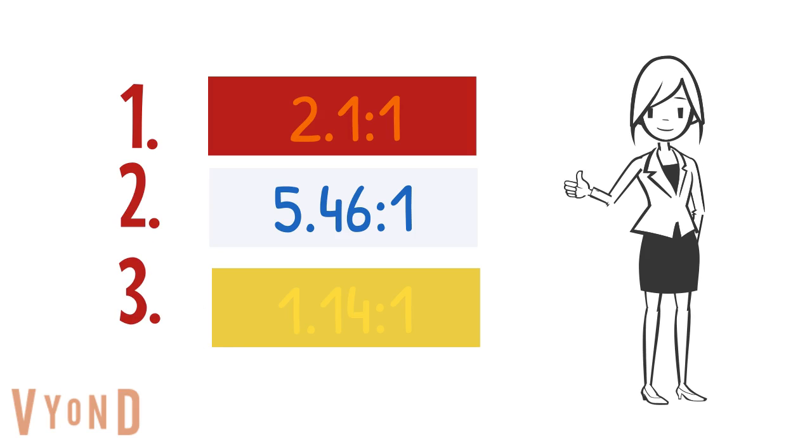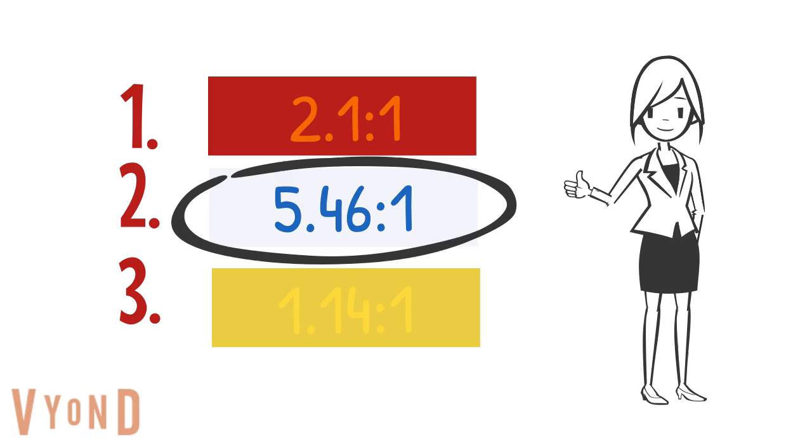The contrast between the text and background of option number 1 has a contrast ratio of 2.1 to 1. That middle example has a contrast ratio of 5.46 to 1, and the last example has a contrast ratio of 1.14 to 1. Option 2 would pass the WCAG 2.1 standards for that double A rating because it has a contrast ratio of at least 4.5 to 1.